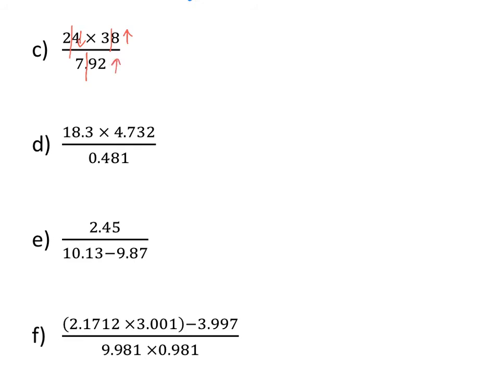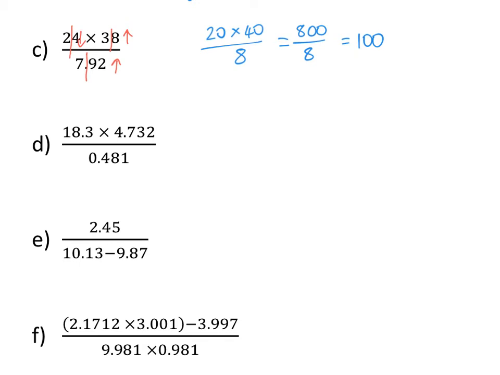So what this will turn into is 20 multiplied by 40 divided by 8. 20 multiplied by 40, so 2 times 4 is 8, and then we'll have 2 zeros after that, over 8, and that simplifies to 100.